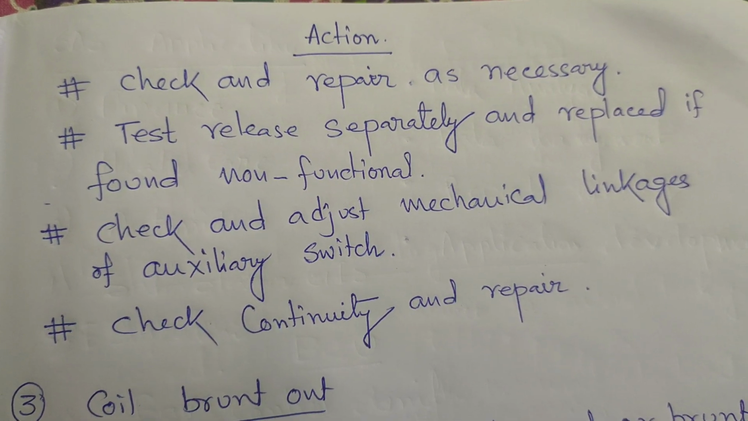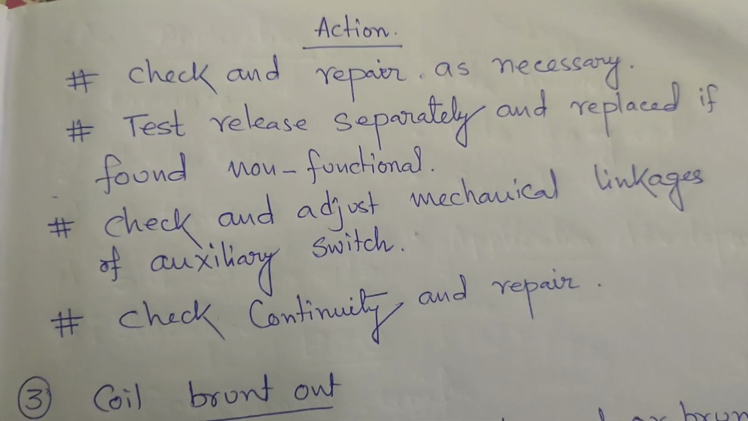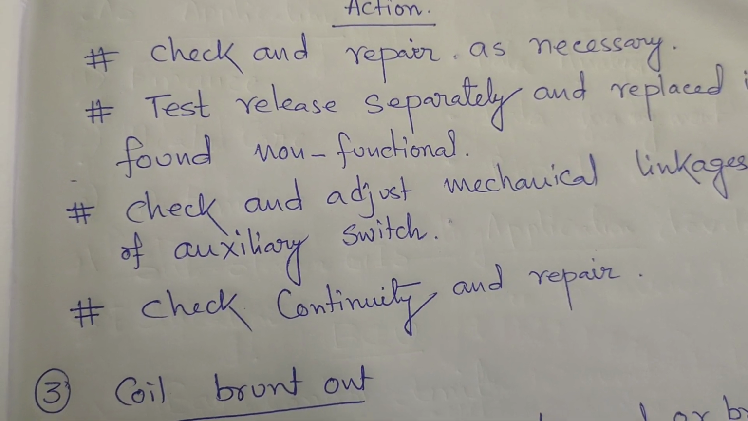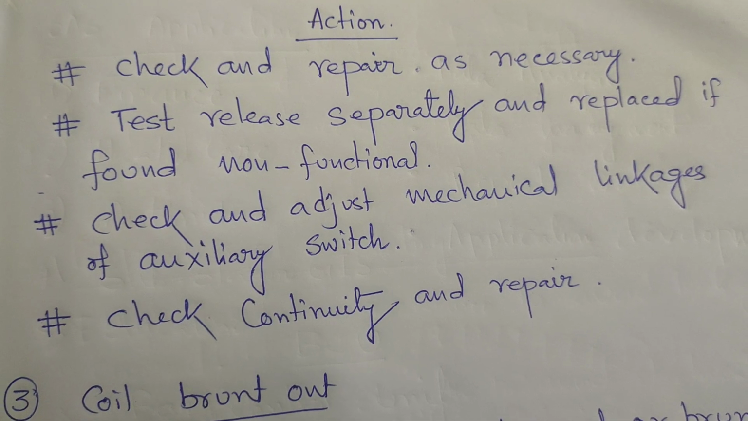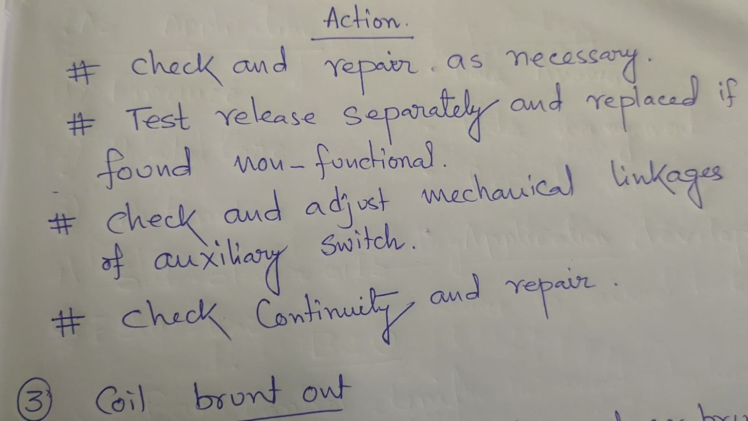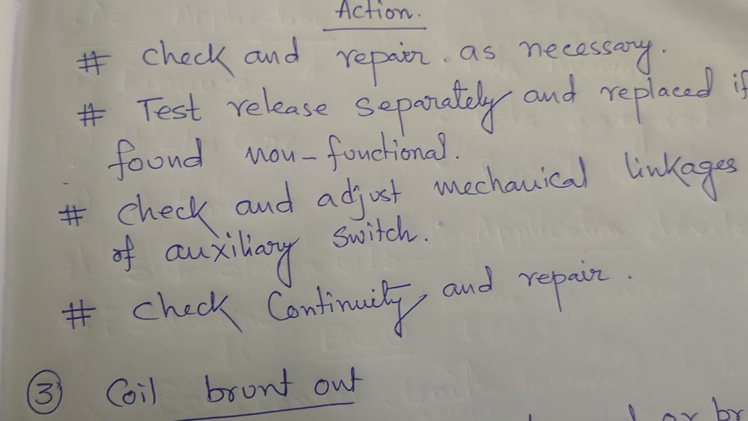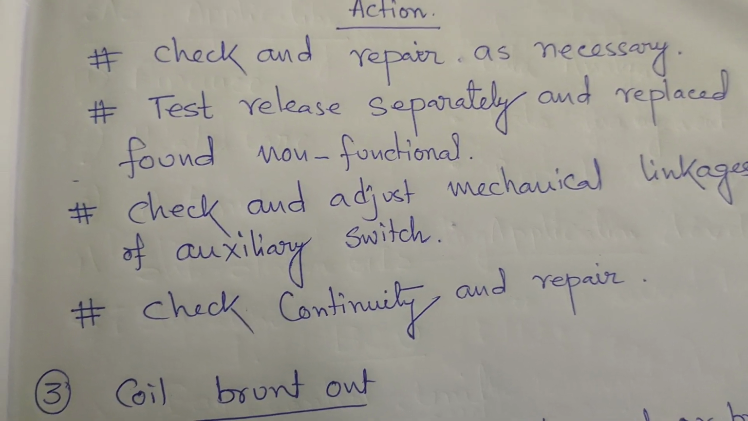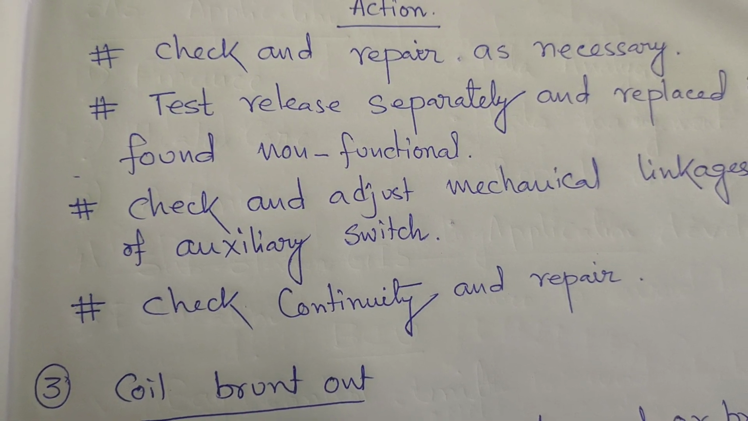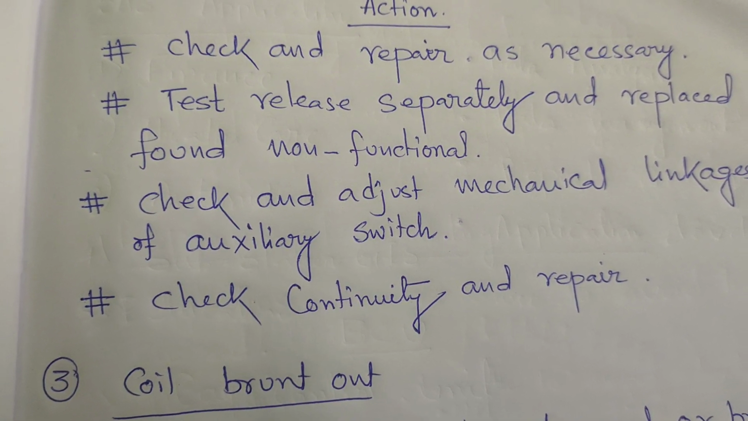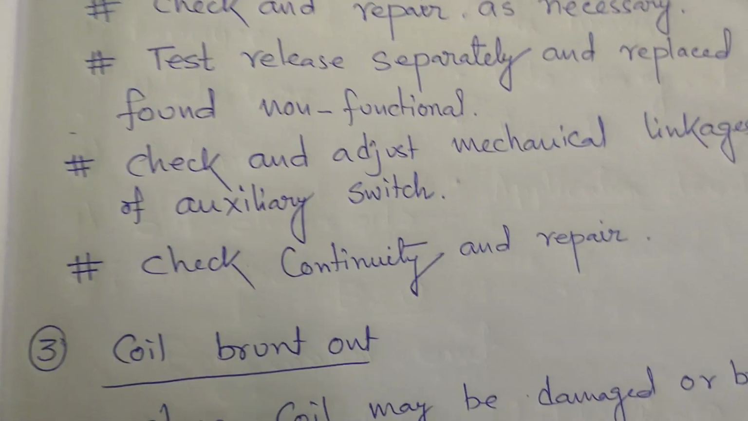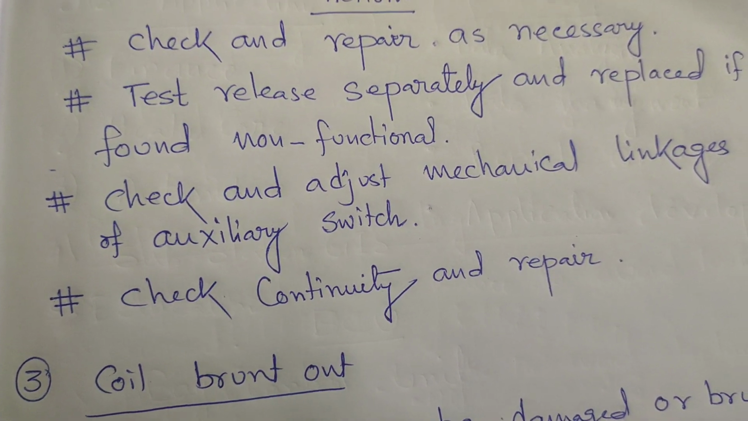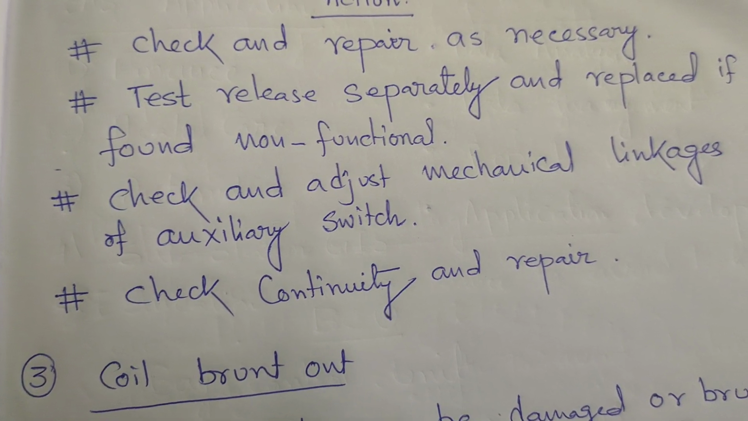Check and adjust the mechanical linkage of the auxiliary switch. So what may be the reason? Reason is 52A and 52B. If the auxiliary switch is malfunctioning, 52A is open when the circuit breaker is closed, and when the circuit breaker is open, 52B is open. That's the malfunctioning inside the auxiliary contact, you should replace the auxiliary contact or rectify the problems. So the mechanical linkage of the auxiliary switch is to be checked and adjusted.